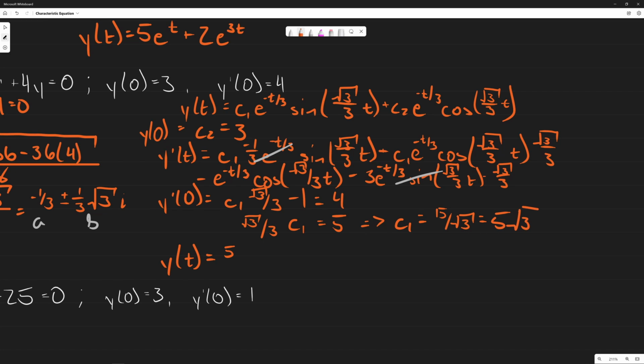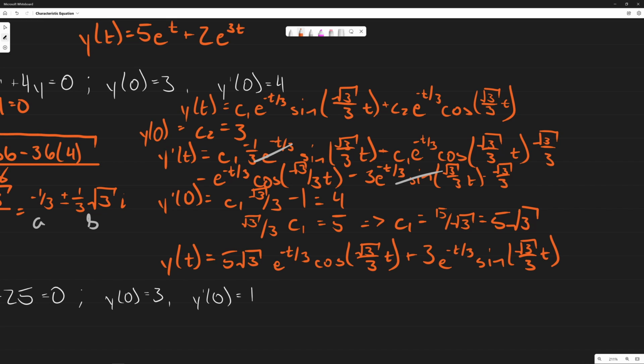So our solution ends up being 5 root 3 times e to the negative t over 3 times sine of root 3 over 3 t, plus 3 e to the negative t over 3 cosine of root 3 over 3 t. I'll stop it here for this video. There will be a part 2 of this one, and I'll see you in the next part.